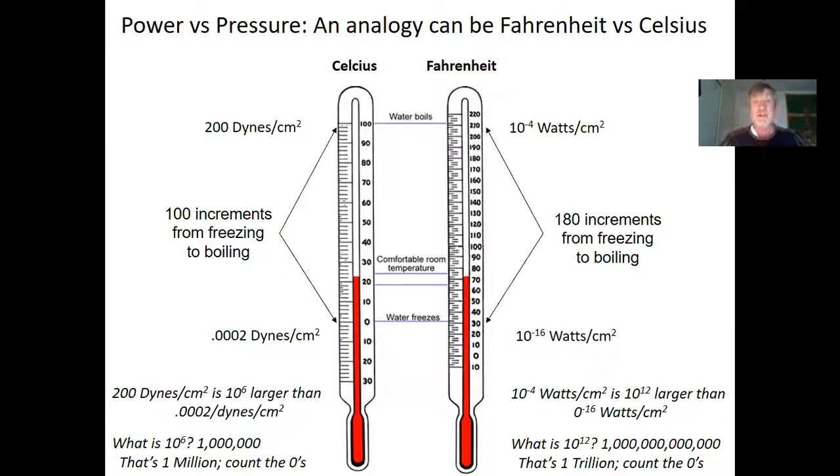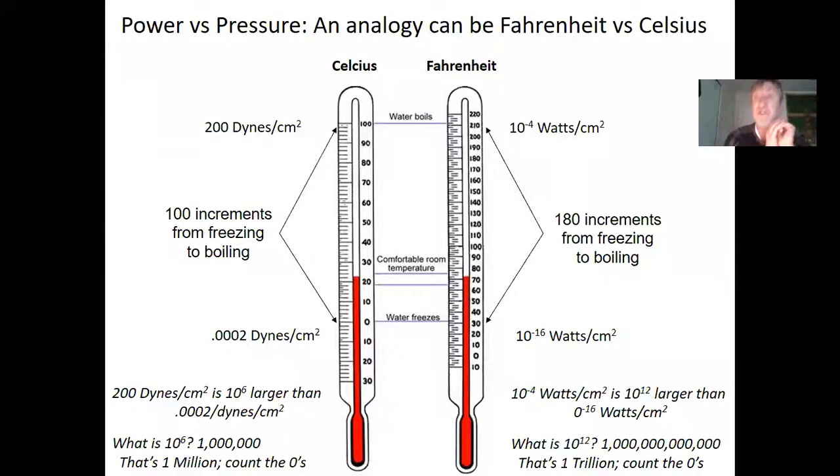Because if you're thinking to yourself, this is weird, the range of sound intensity in terms of power is 1,000,000,000,000 to 1, and in terms of pressure, it's only 1,000,000 to 1. Well, that's kind of weird. How can one be 1,000,000,000,000 to 1 and one 1,000,000 to 1? How come the loudest power is 1,000,000,000,000 times as much as the softest power, and then when we go to pressure, the softest versus the loudest is only 1,000,000 to 1? What's happening there? Well, let's look at two thermometers.